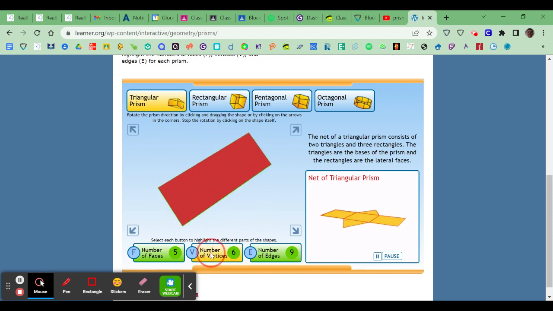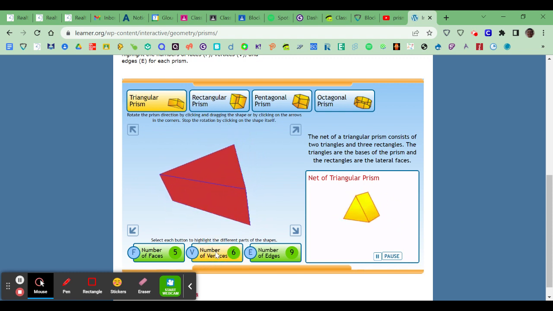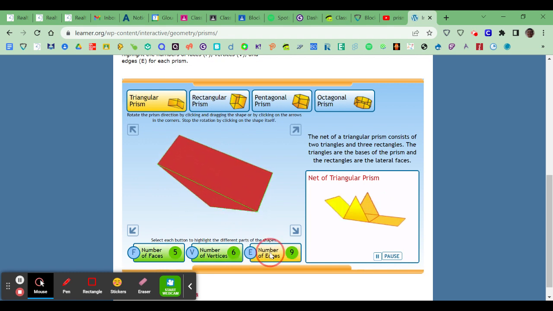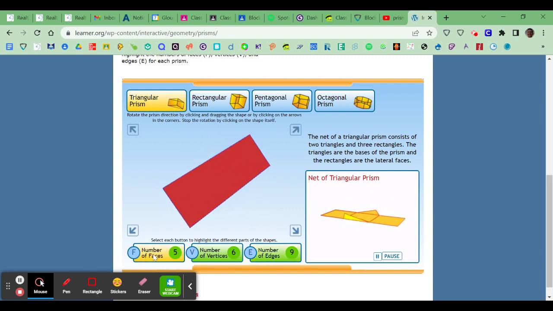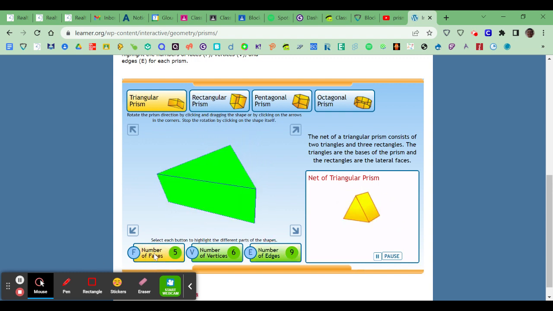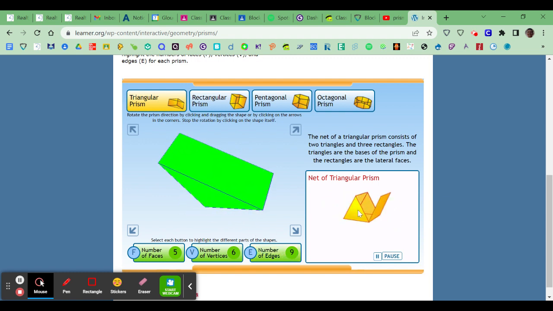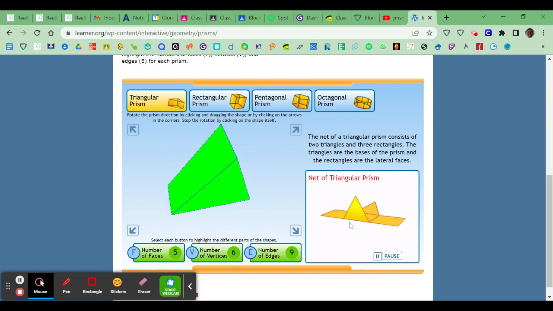All right, now this, we can play with this. We have the vertices I just clicked on, the corners. We have the edges, which are the green there. Say green, blue, green, blue. And then we have the faces, the flat surfaces. All right. So what are the bases? They're the two identical faces that are opposite each other.